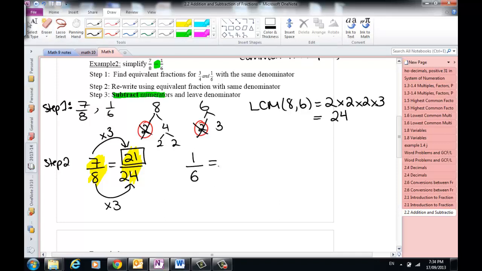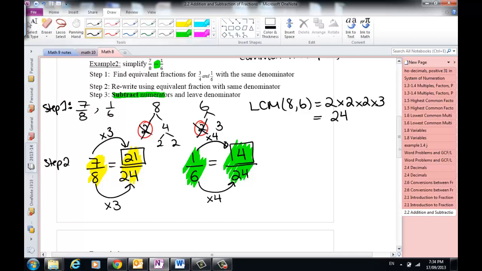And how do I go from 1/6 to a denominator of 24? Well, 6 multiplied by 4 is 24. Whatever I do to the bottom, I must also do to the top, and therefore I must multiply by 4 here as well. 1 times 4 is 4. So I now have my second fraction rewritten with a common denominator.